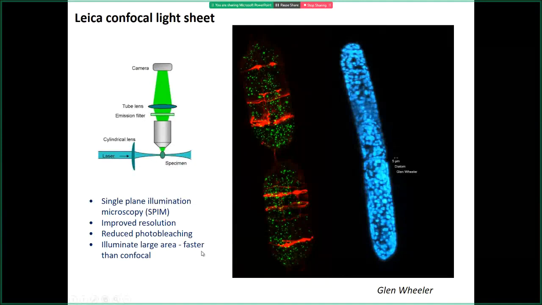And another advantage of light sheet imaging is that it reduces photo bleaching of the dye. And because we are illuminating a larger area than a single spot scanning on a confocal microscope, it allows us to image much faster than confocal microscopy. So it's very good for physiological imaging.